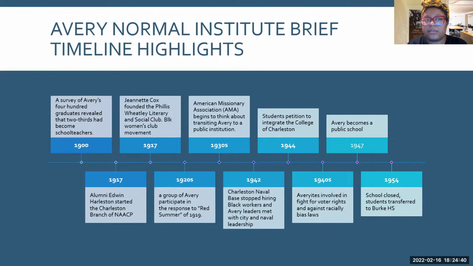But then in that transition, the city did not want to support both Burke and Avery. So they decided to close Avery, tear down Burke's existing building, and then build a new building for them both to be in. And that was the end of Avery as a degree granting institution. I will tell you a little bit more about how it became an archive and museum in a minute.